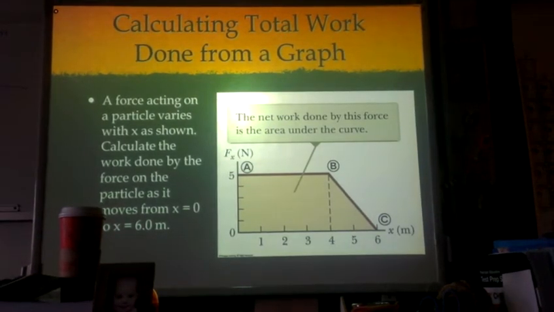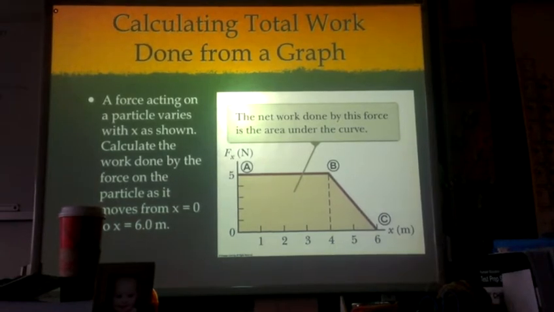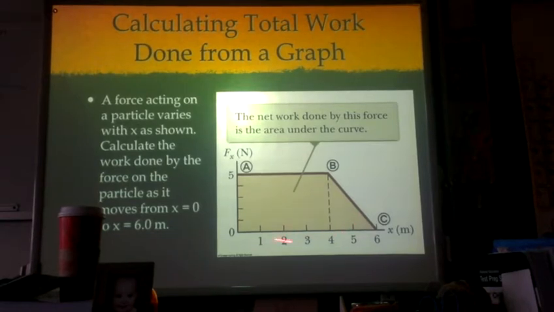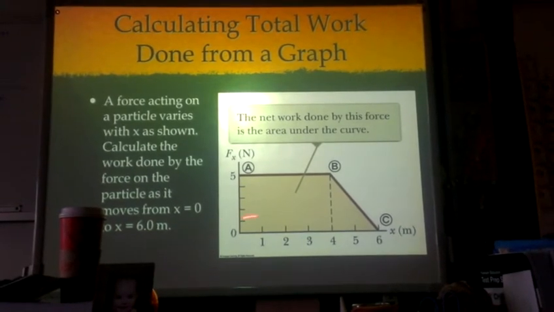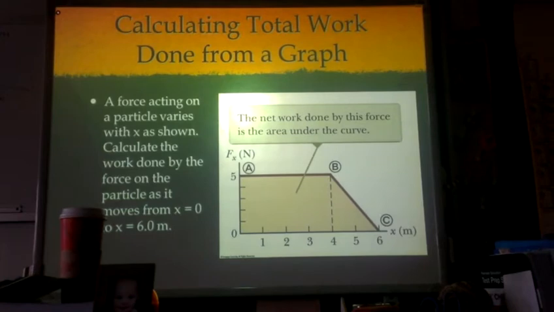Okay, if I give you this, I say a force acting on a particle varies with x as shown. Calculate the work done by the force on the particle as it moves from x equals 0 to x equals 6 meters. Because these forces are just nice straight lines, I don't have to worry about integrating here at all. All I have to do is a little geometry, because the work is going to be equivalent to the shaded region under those lines. So I could find the area between 0 and 4 and 0 and 5 here, by thinking about the area as length times width, and find that number.